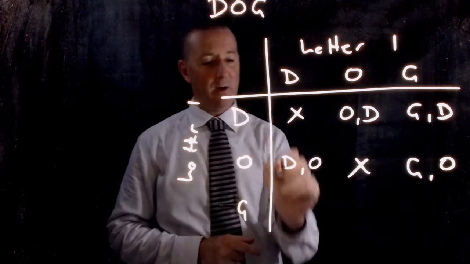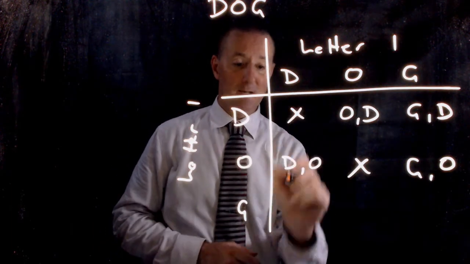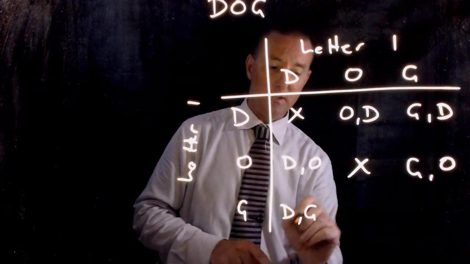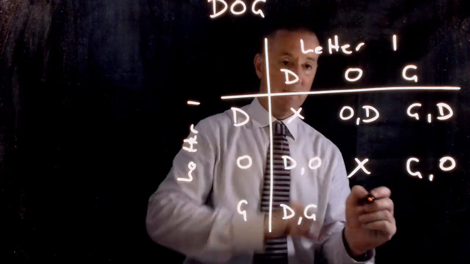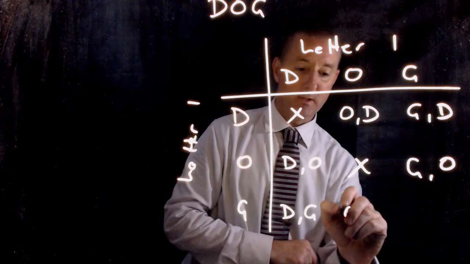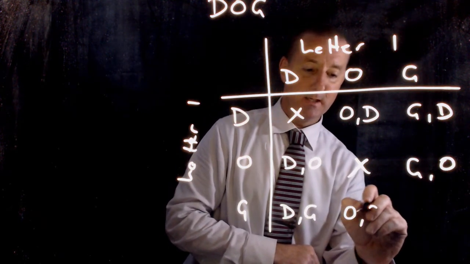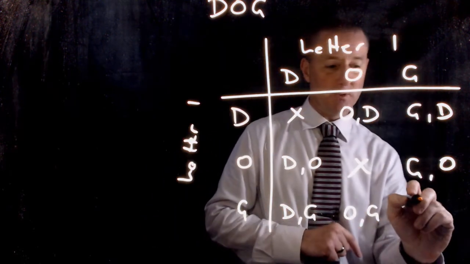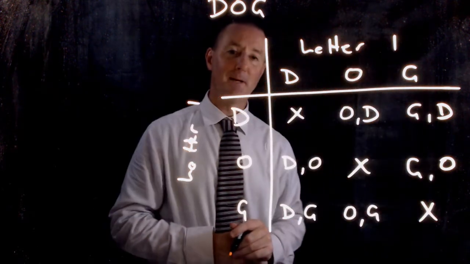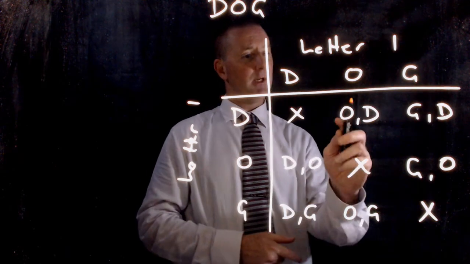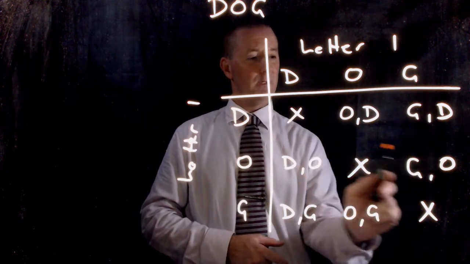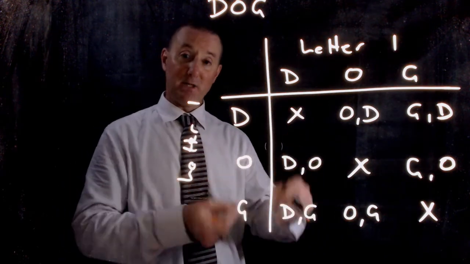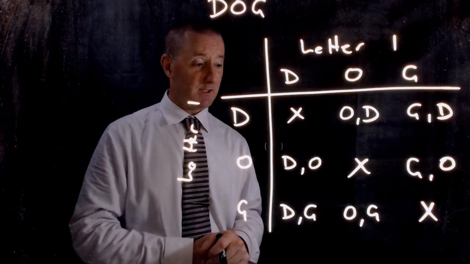Our third row, so letter number 1 is going to be D, and letter number 2 is going to be G. That's possible. Letter number 1 is going to be O, and letter number 2 is going to be G. That's possible. However, it's not possible to get two Gs, and so we can cross those out. So when we look at our sample space, you'll see that there's only 1, 2, 3, 4, 5, 6 possibilities that we can get by taking two letters out without replacing.